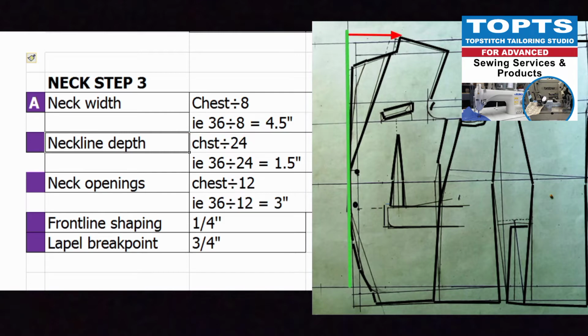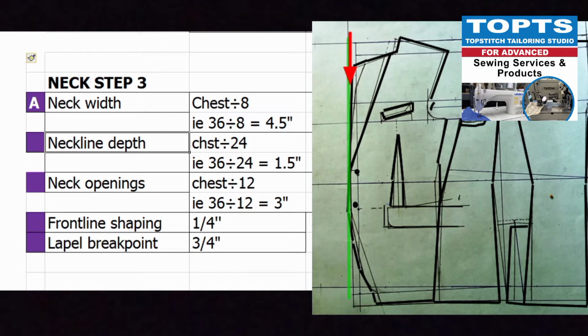Then the neckline depth, that is from line A coming down, where the 4.5 ends inwards, you mark down the chest measurement divided by 24. That's 36 divided by 24, giving us 1.5 inches downwards. Then the neck opening. Now here the neck opening, you're going back to the center front line here.